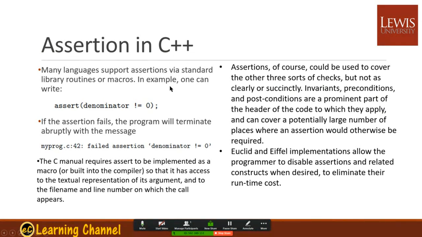Now we have the exception routine. So assertion was replaced as well. Some languages, like the included and LFL implementation, allow the programmer to disable assertion. I think that's a better idea. And the related constructs were used when desired to eliminate their runtime cost. So basically, nowadays assertion is not popular. Exception handling is more popular.